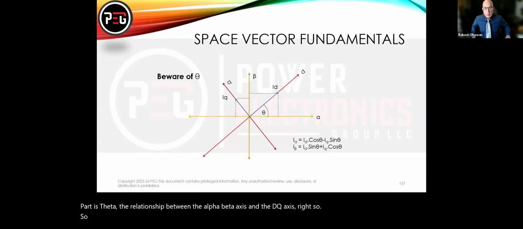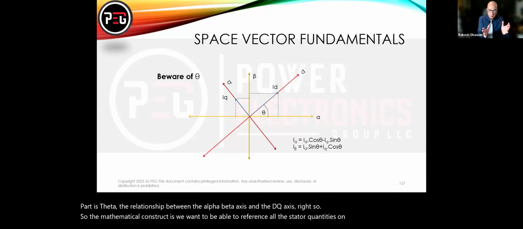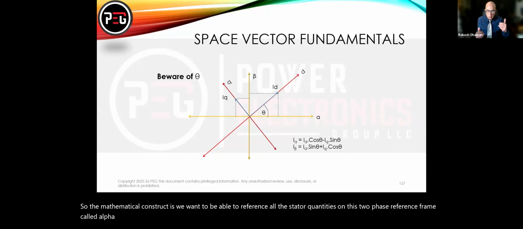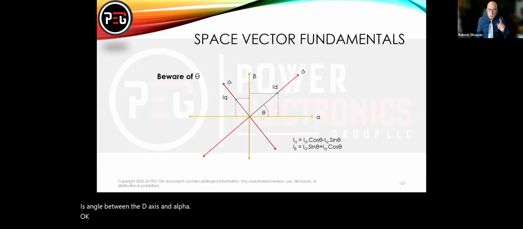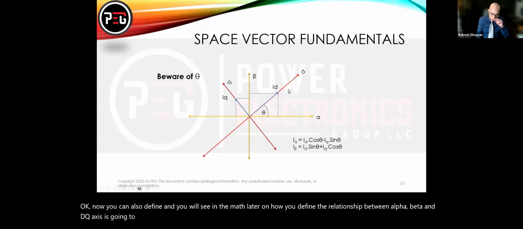So the mathematical construct is we want to be able to reference all the stator quantities on this two-phase reference frame called alpha beta and all the rotor quantities on this rotating frame called dq. And we define the relationship between the dq and alpha beta with an angle called theta. Theta in this case is the angle between the d-axis and alpha. Okay. Now, you can also define, and you will see in the math later on, how you define the relationship between alpha, beta, and dq axis is going to define all of your equations, Clarke transformation, Park transformation, etc.